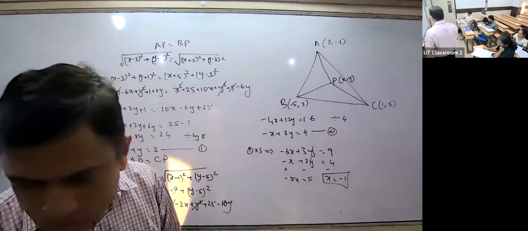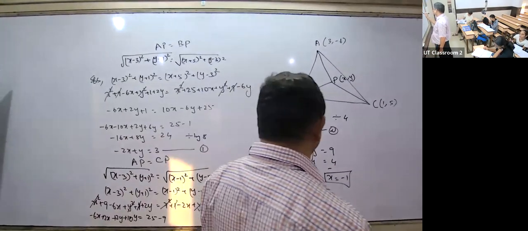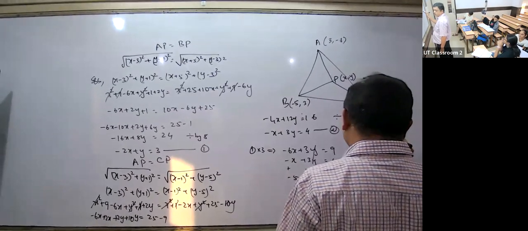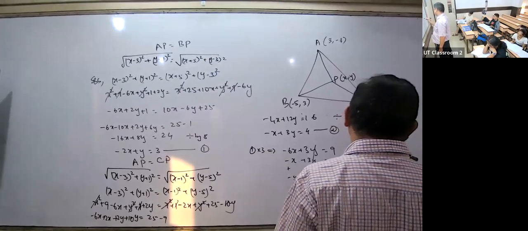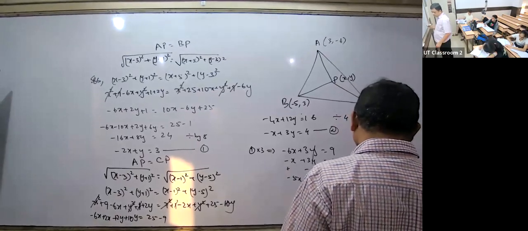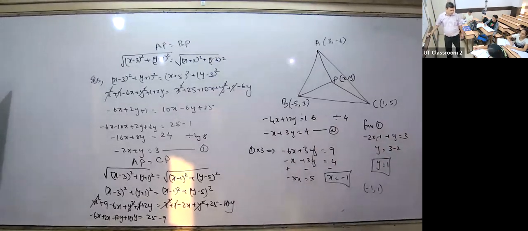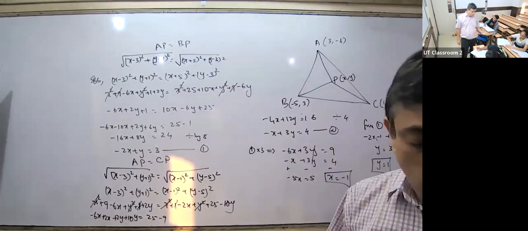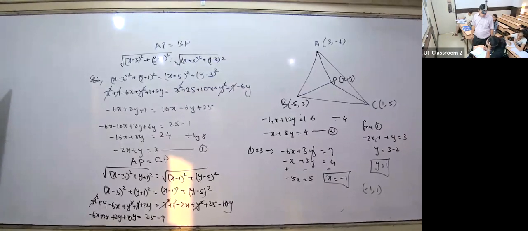Then replace in any equation. From 1, we get minus 2 times minus 1, plus y equal to 3. y is equal to 3 minus 2. y is also 1. So the answer is minus 1, comma 1. Sometimes fraction, sometimes no. y equal to what did you get? How is 10 by 5 equal to 1?